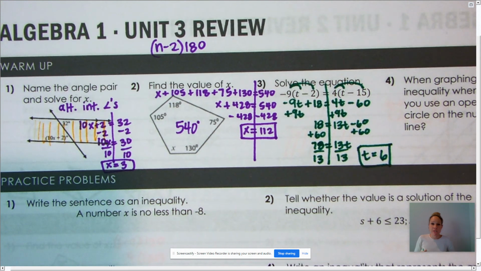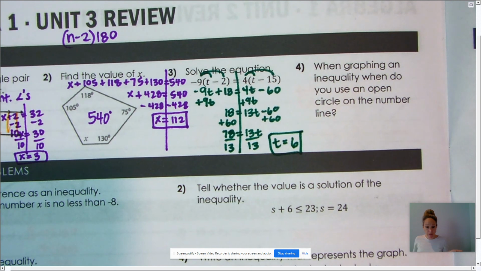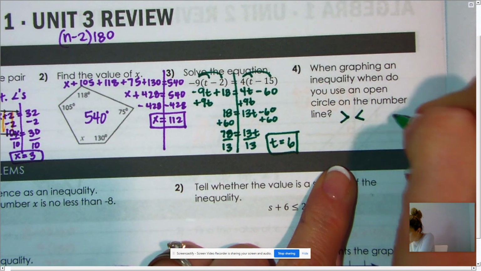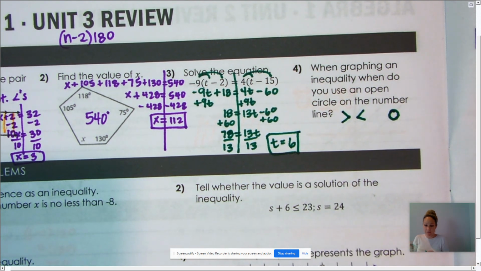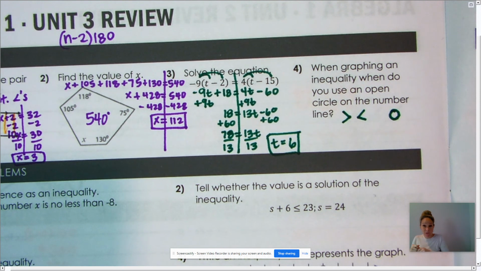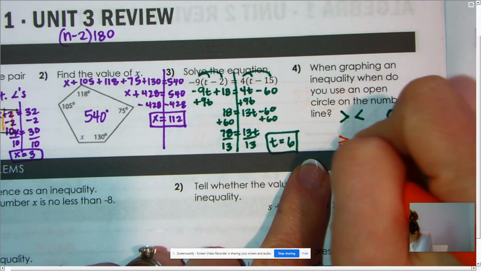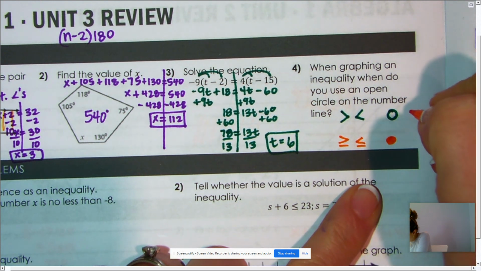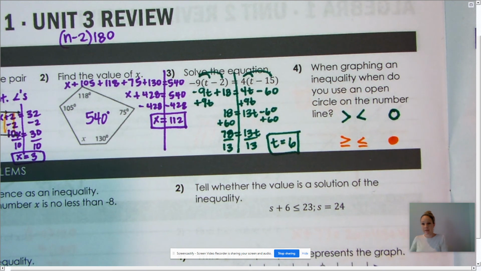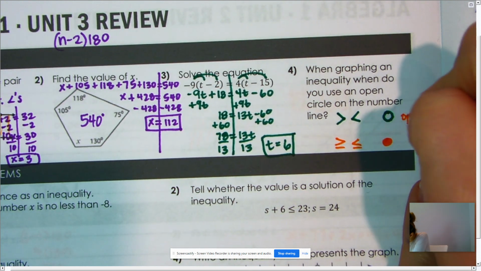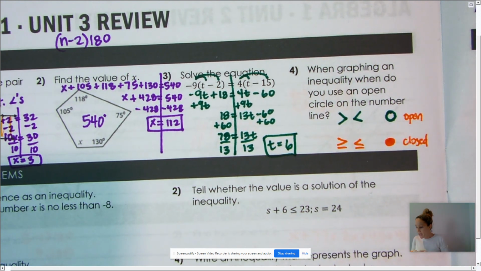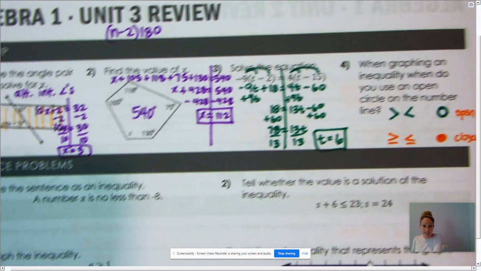Okay. Question number 4 says, when graphing an inequality, when do you use an open circle on the number line? So anytime it is greater than or less than, we're going to use an open circle. If it had an or equal to, so greater than or equal to, less than or equal to, that's when we use a closed circle. Remember, this one has like an open mouth, like, oh, this is open. Okay, open, closed.